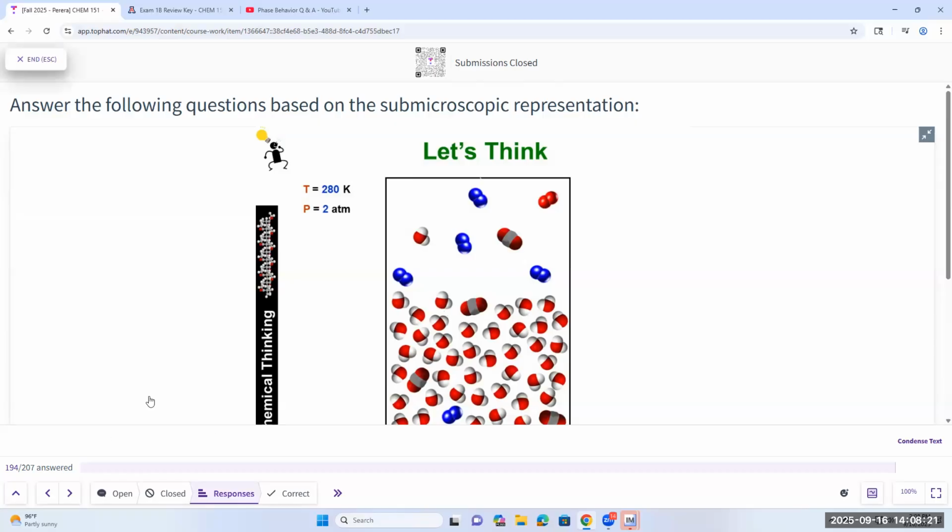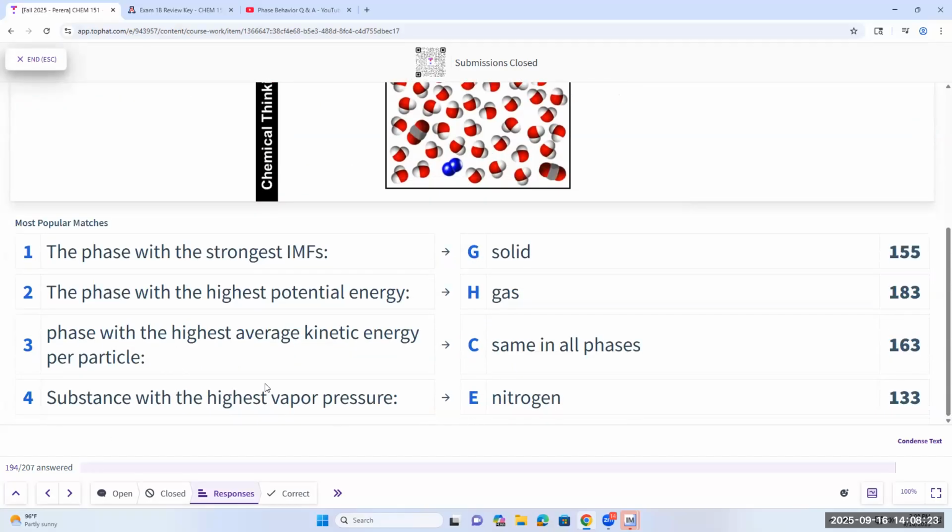And then the last question, I believe, is about vapor pressure, the substance with the highest vapor pressure. Most of you recognize it is nitrogen, and that is correct. But why? How do you know that? Just to make sure we are on the same page, why did you select nitrogen? Can I have a volunteer?